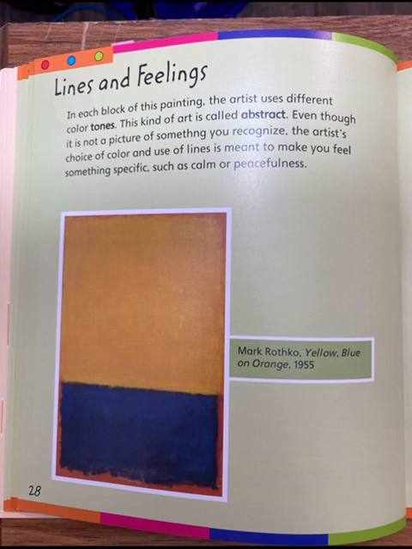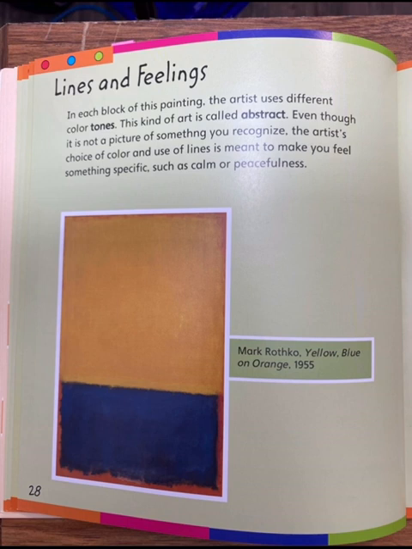So abstract, when you look at the artwork, you're like, I don't know what it is right away. But the more I look at it, maybe I'll figure out an idea. So if you take a look and say, what is that? You know it must be an abstract. So even though it's not a picture of something you recognize, the artist's choice of color and use of lines is meant to make you feel something specific, such as calm or peacefulness.